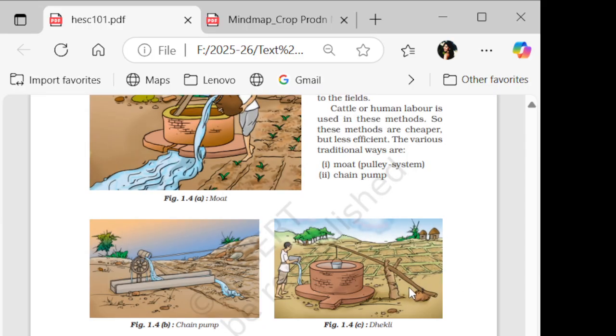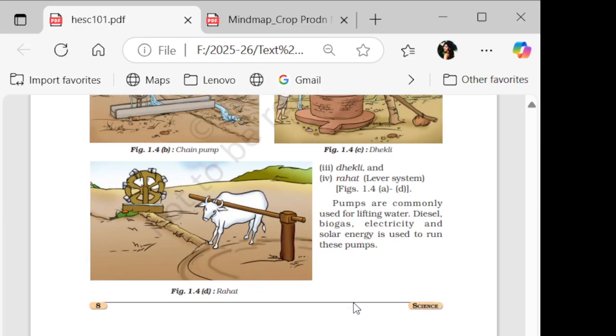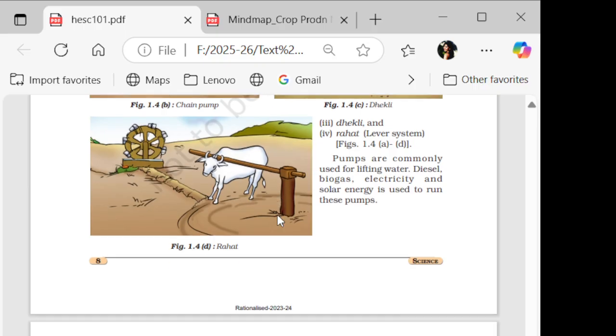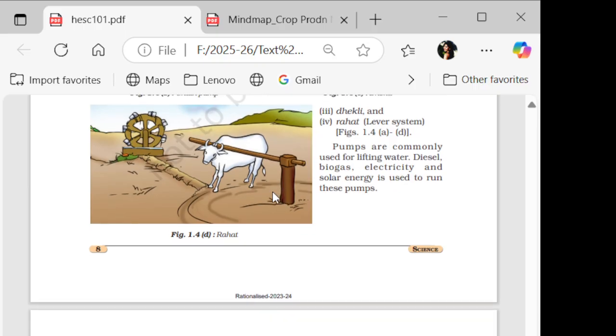Sorry, here I did not show you the picture. So this is the dhenkli system. This you saw. This is the chain pump system. I'll show you one more time. This is the wheel where the buckets are tied. This bullock goes round and round, and as the bullock goes round and round, the wheel turns round, and all the water is filled from here, and then again it is given outside.